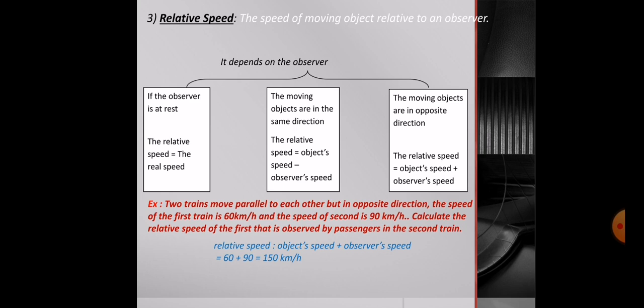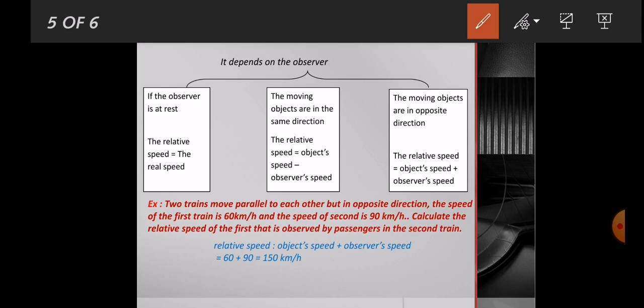We can say: at rest, relative speed equals real speed. In the same direction, relative speed equals the speed of the object minus the speed of the observer. Here, in the opposite direction, relative speed equals the object speed plus the observer speed. Look at the word opposite: plus. Here, same: minus. Okay?